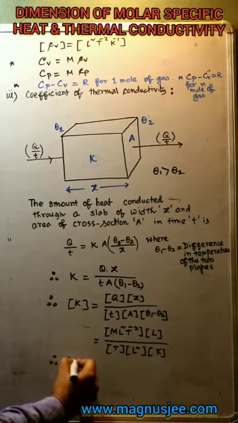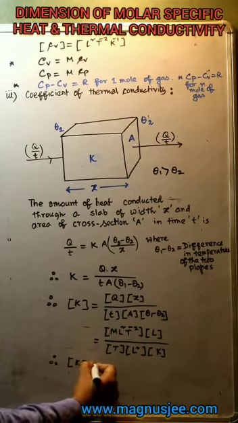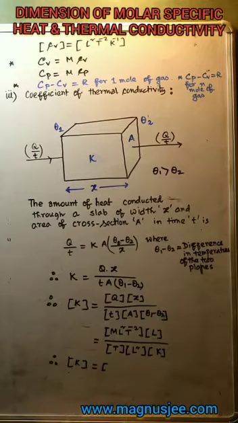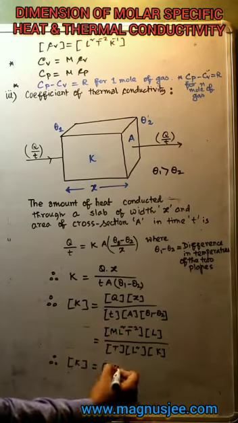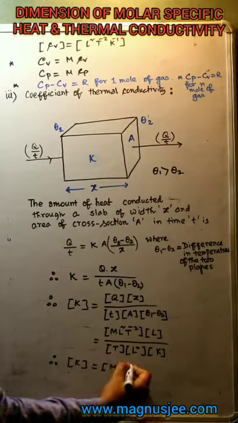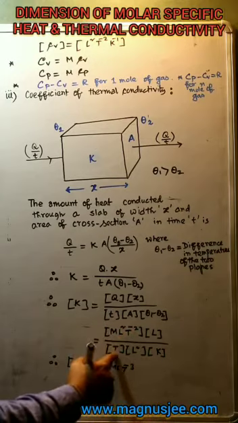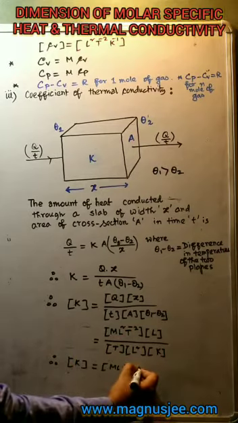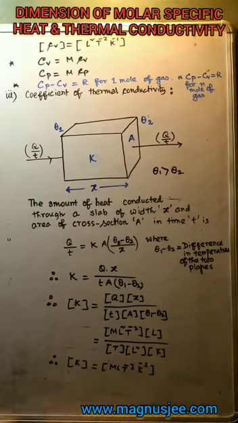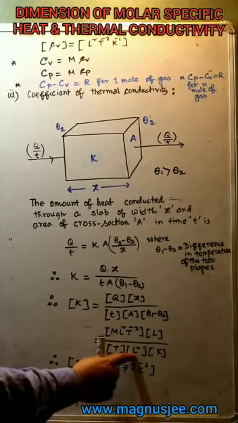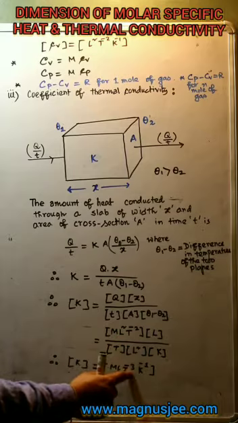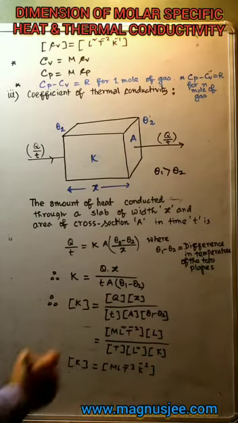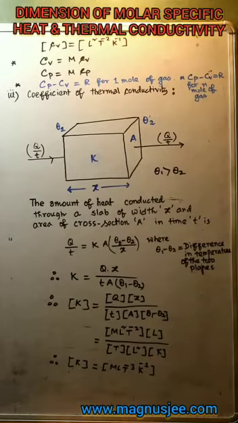So finally we get the dimension of the coefficient of thermal conductivity. If we simplify, L square and L square will cancel out, so M L T to the power minus 2 by T to the power minus 3 Kelvin inverse. Checking again, L square will cancel out, this L will become this L, and T to the power minus 2 by T is T to the power minus 3 Kelvin inverse. So this is the dimension of the coefficient of thermal conductivity.